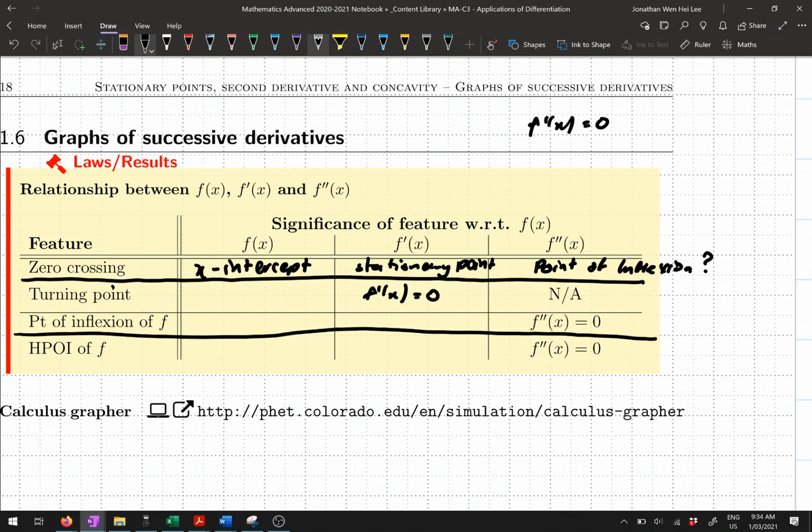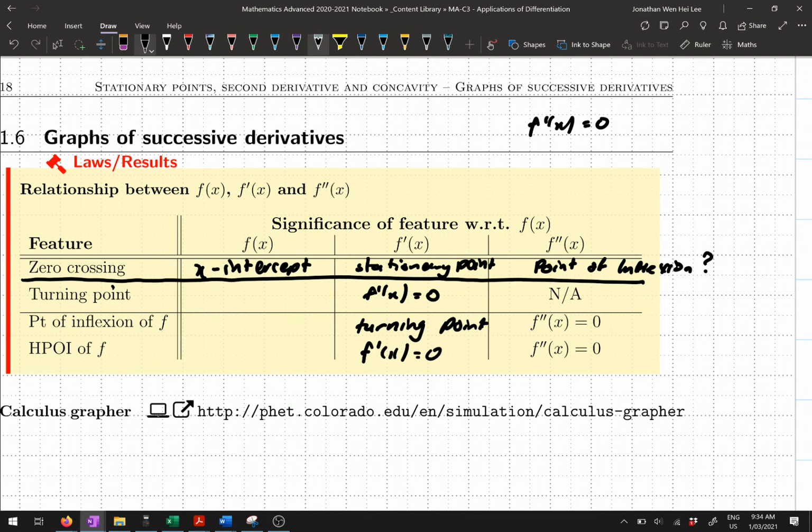Just want to fill this in, and then we're going to go through these few examples, and hopefully it'll make more sense. I'd rather just get to the examples. If there are further questions, you can ask. Turning point and f dash x is equal to 0. Can you just fill that in for me? Would that also be the x-intercept? No.